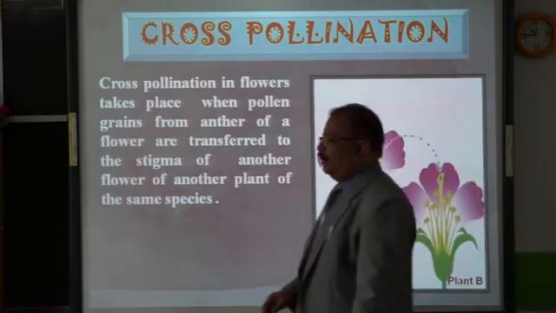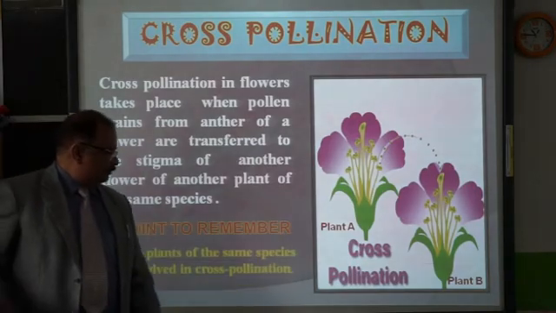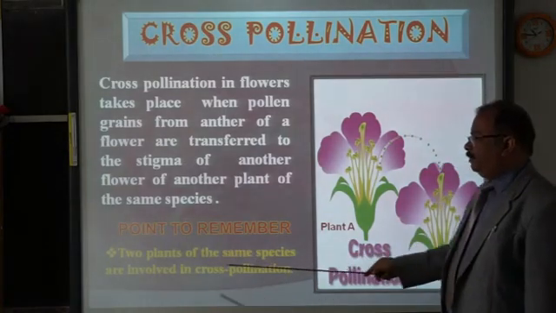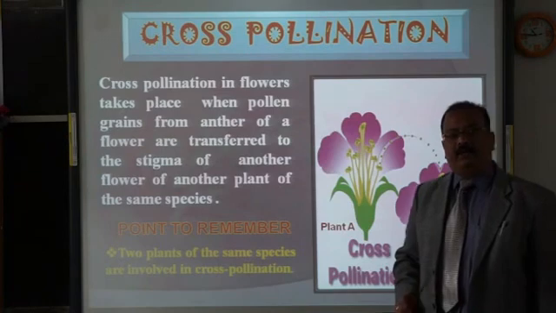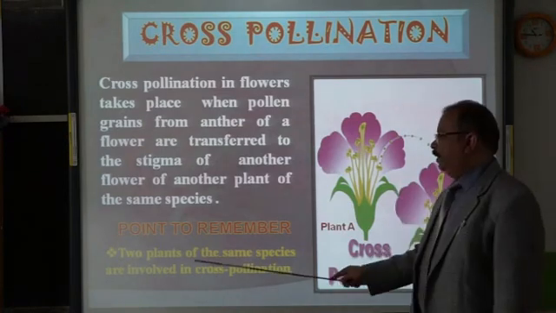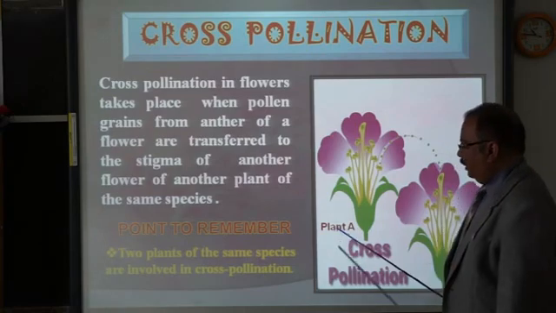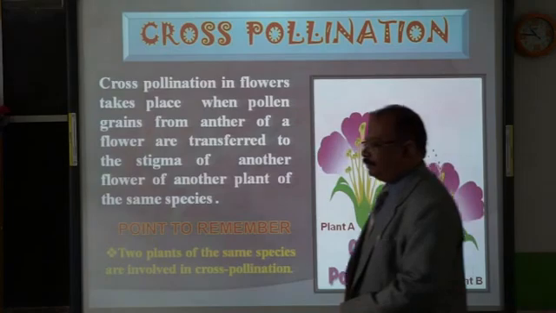Now here, the point which you have to remember is two plants of the same species are involved in cross-pollination. In self-pollination, only one plant was involved. Here, two plants are involved in cross-pollination, as I have shown you here, plant A and plant B.